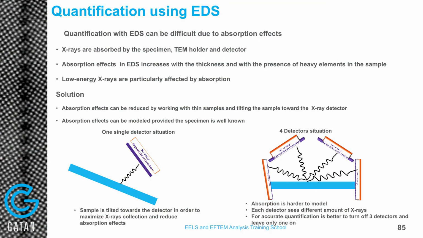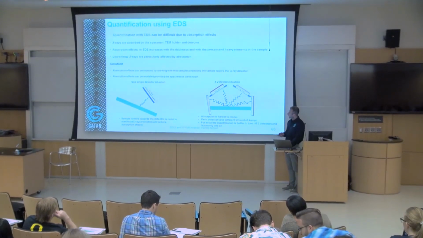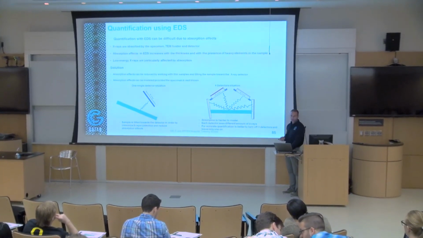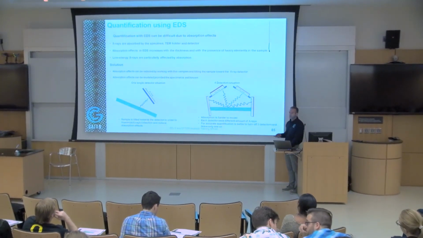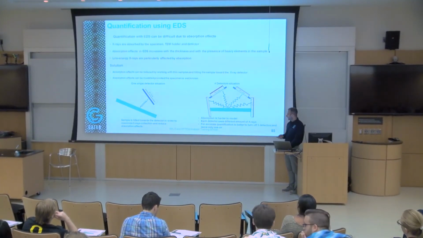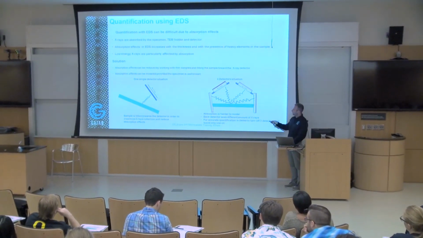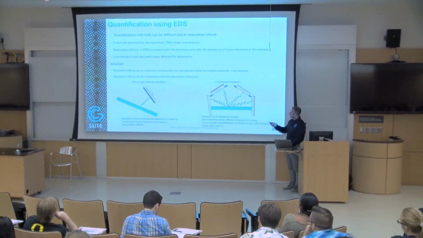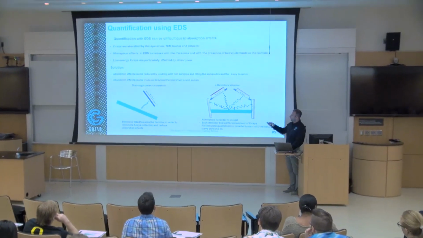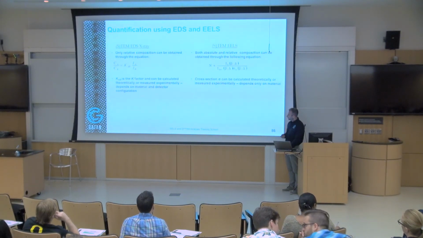Now there are a lot of geometries, so people are moving towards multiple detectors, and that becomes very complicated to model the absorption, because each detector is going to see different X-rays. People have reported completely different quantification using each single detector. So the best way is actually to turn 3 detectors off, 2 detectors off, and tilt the sample towards the other detectors so you can increase the amount of X-rays reaching those 2 detectors.